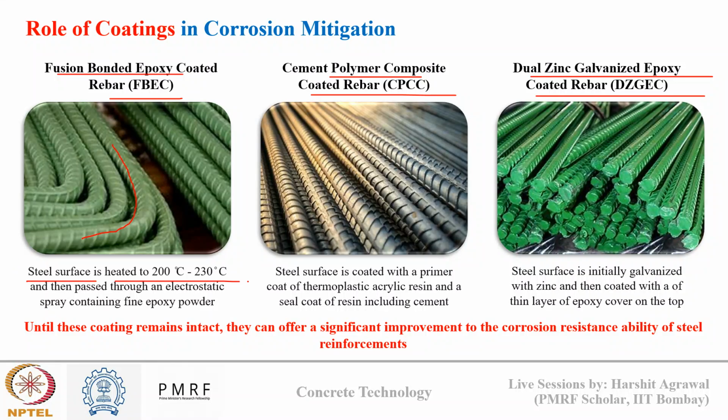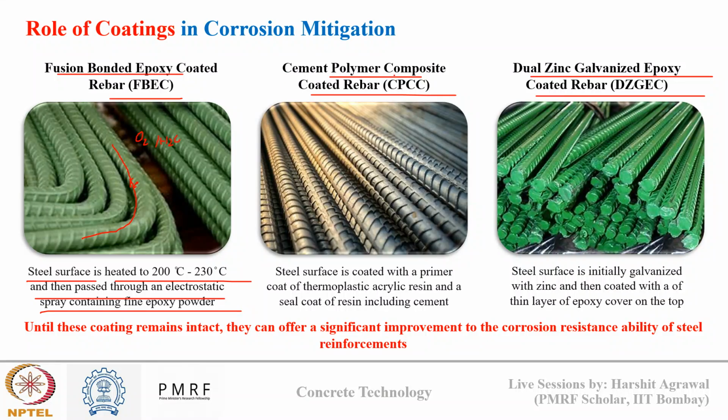We initially heat the steel rebar up to a temperature of 200 degrees Celsius, and then we pass this heated rebar through an electrolytic spray which contains fine epoxy powder. When we pass this rebar at high temperature through this spray of epoxy powder, the epoxy fuses on the surface of the reinforcement, and it forms a physical barrier over the reinforcement surface. So now oxygen or moisture can't directly interact with the steel, because there is a physical insulating barrier of epoxy present on the steel surface.